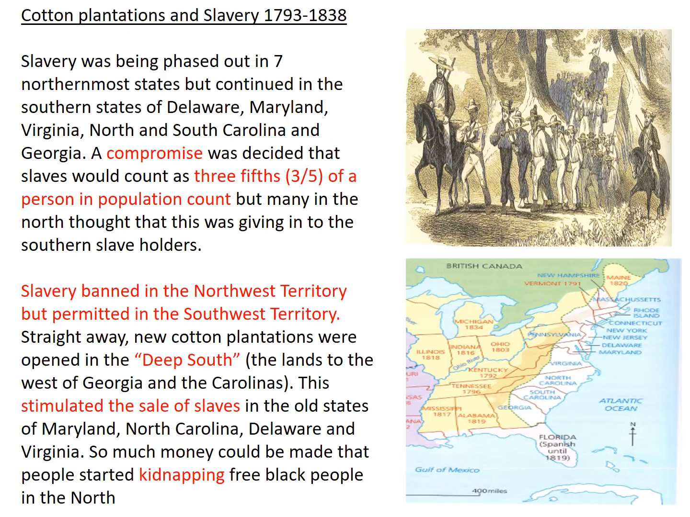Right, here is the key issue of slavery. So slavery was being phased out in the northernmost states, but it continued in the southern states of Delaware, Maryland, Virginia, North and South Carolina, and Georgia.